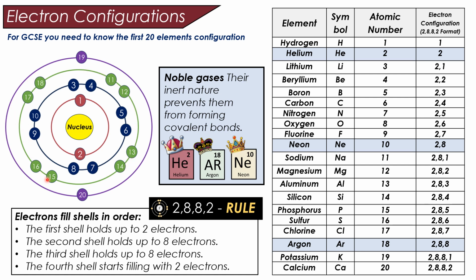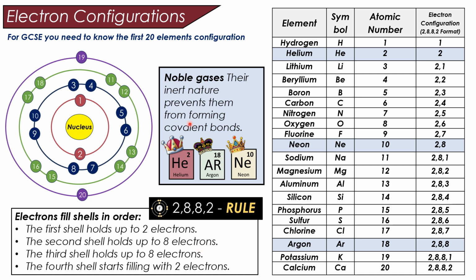Now because we're only concerned with the first 20, the next shell will be 2. Okay, and this lends itself to the 2-8-8-2 rule. So the first shell holds 2 electrons, second shell 8, third shell 8, fourth shell starts filling with 2 electrons. Past that, no, we're not going to worry about that at the moment because it will become more confusing.